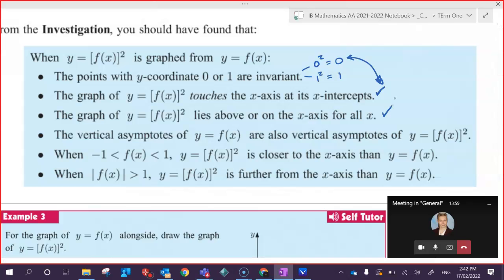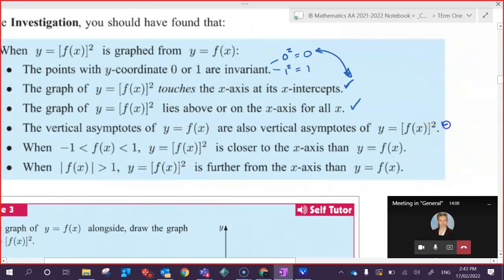If there was a vertical asymptote, then there's still a vertical asymptote when I square it, because I've got an undefined value. Squaring an undefined value is still undefined. Yep, that makes sense.